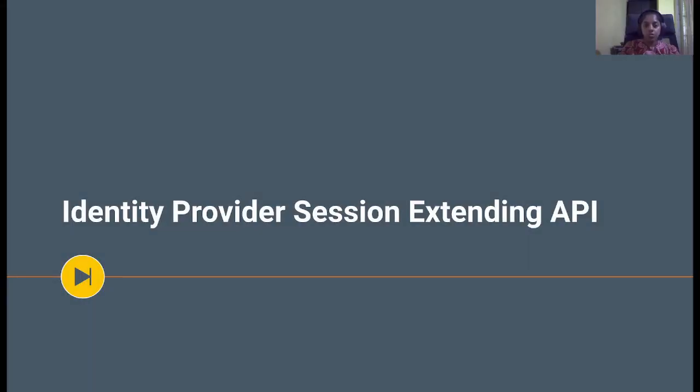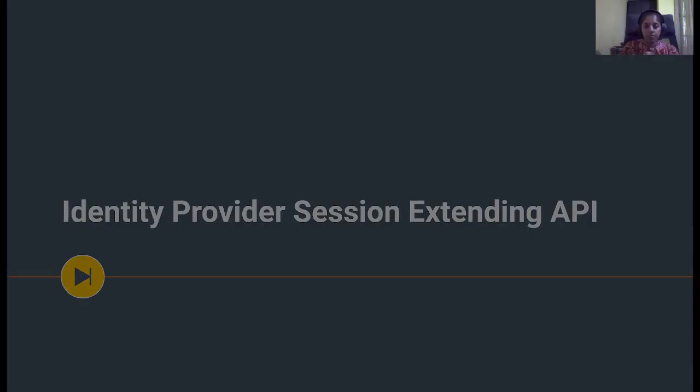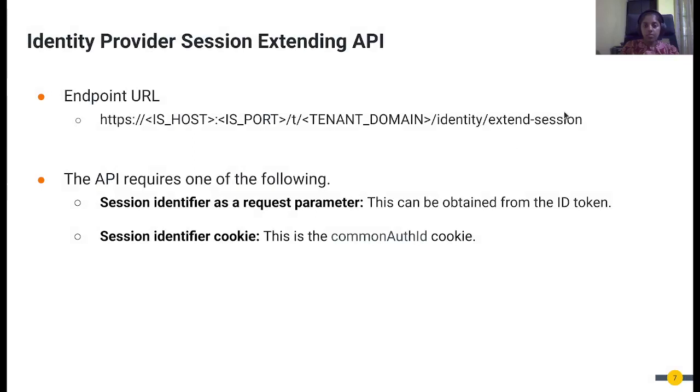To overcome this issue, we can use the identity provider session extending API. Here you can see the session extending endpoint URL. This requires either a session identifier as a request parameter or the session identifier cookie. As the session identifier request parameter, we can use the session key obtained during login. This method is ideal when the commonAuthId cookie becomes a third-party cookie.